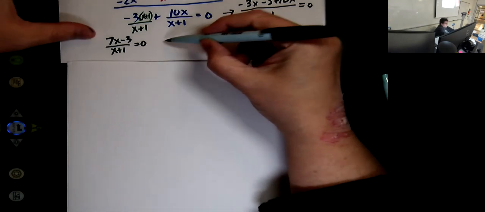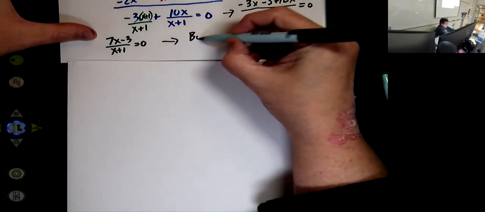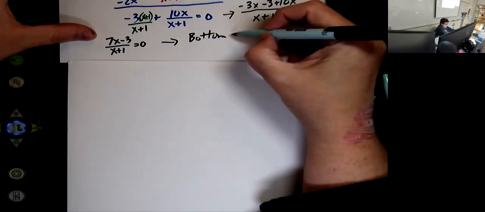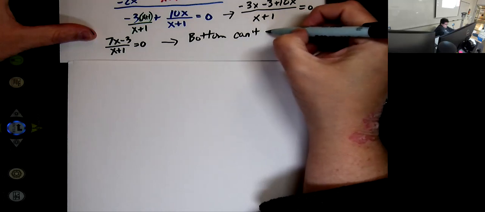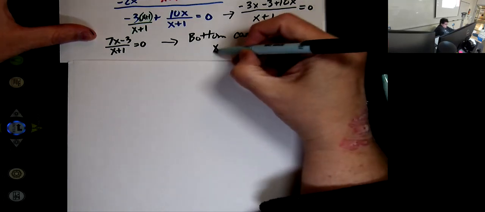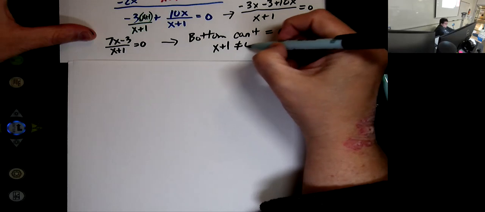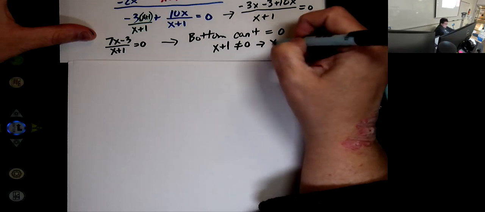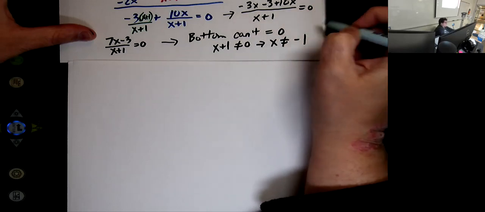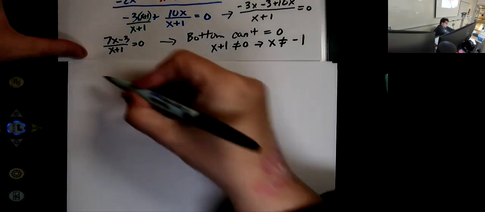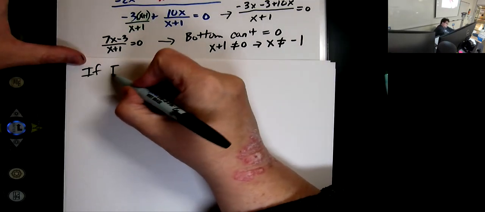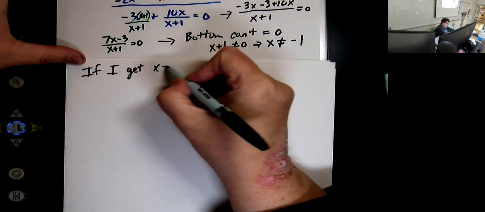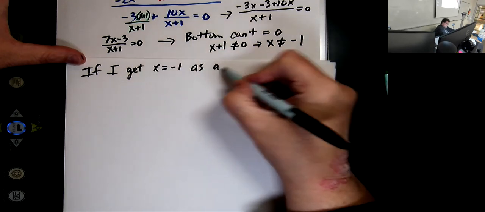Let's make a note. Bottom cannot equal 0. X plus 1 cannot equal 0, which means x cannot equal -1. If I get x equals -1 as a solution, I have to reject it.